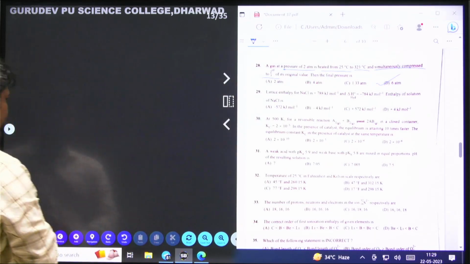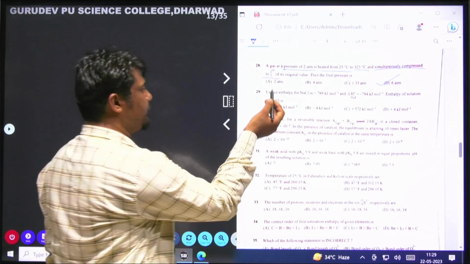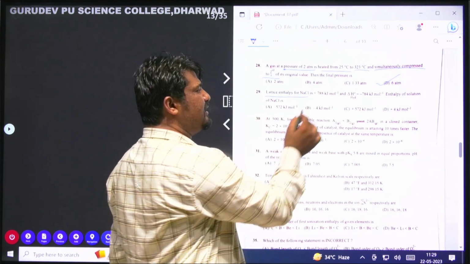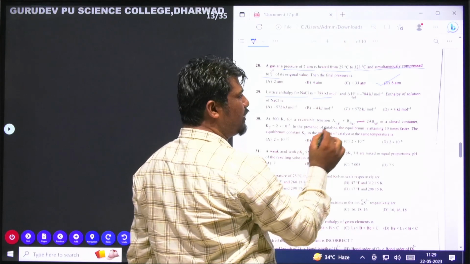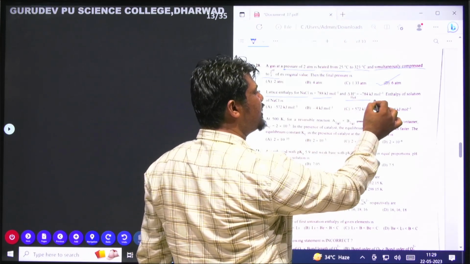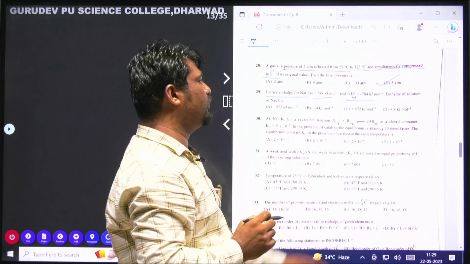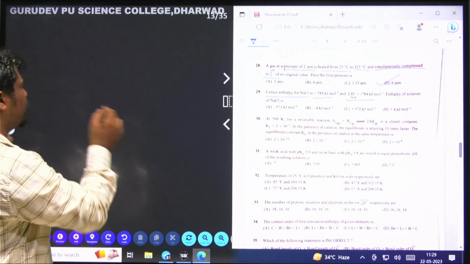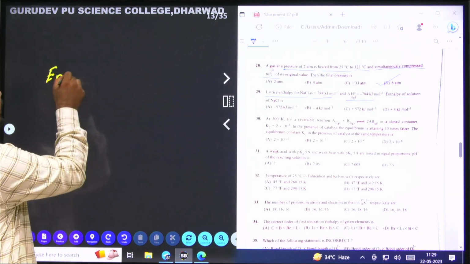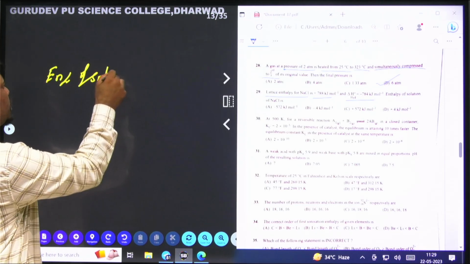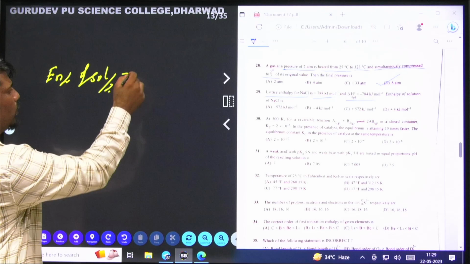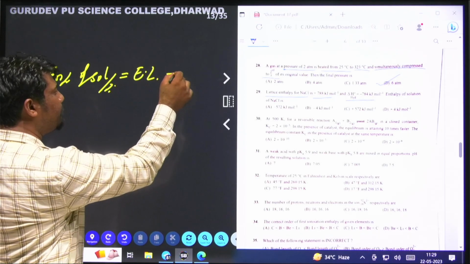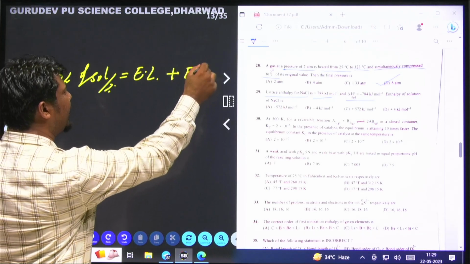Next, I will go to question number 29. See here, the lattice enthalpy of NaCl is plus 788 kilojoule per mole and hydration enthalpy is minus 784 kilojoule per mole. What is the enthalpy of solution of NaCl? For that we have one formula: enthalpy of solution is equal to lattice enthalpy plus enthalpy of hydration.